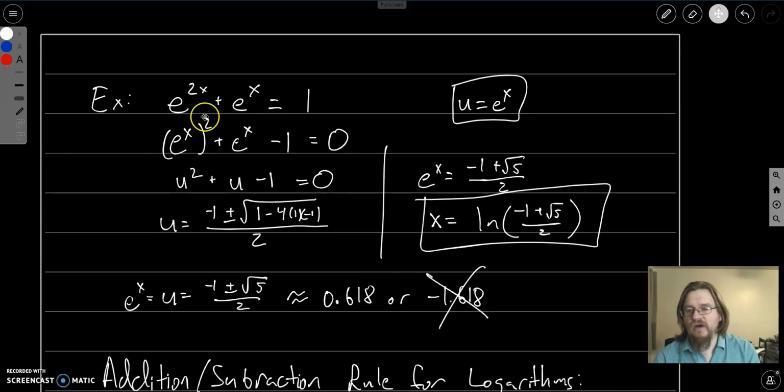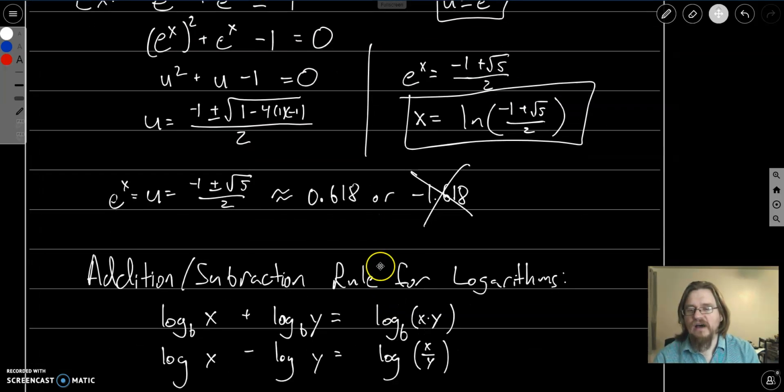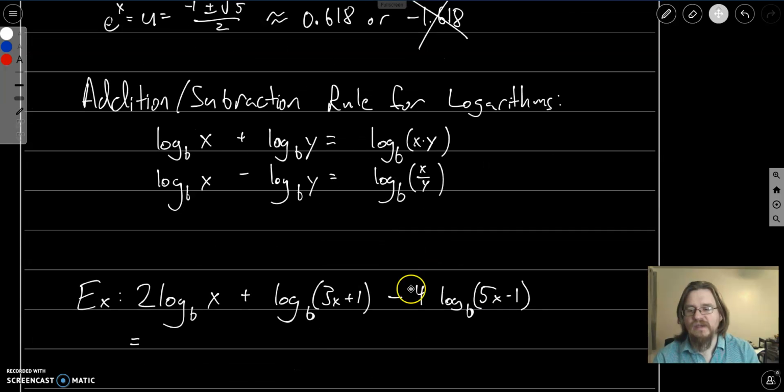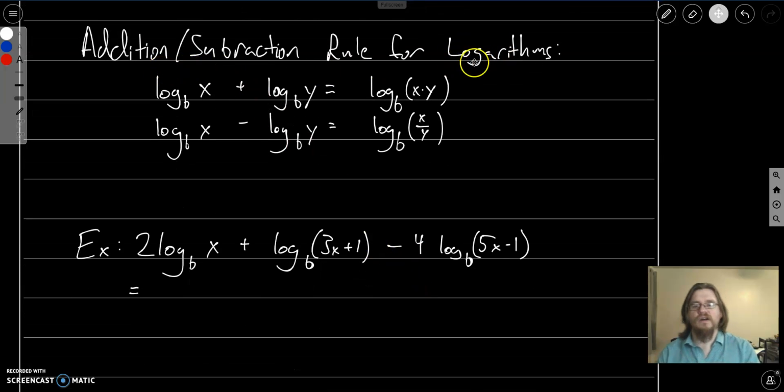So we had some addition pop up here that we couldn't really deal with, but we can deal with this when we are adding and subtracting logarithms, and this is quite handy. It doesn't matter what the base is, but if we add two logarithms with the same base, we multiply their insides. So log base b of x plus log base b of y is log base b of x times y. On the other side, if we subtract, we'll get log base b of x minus log base b of y. This turns into division. We'll have log base b of x over y.